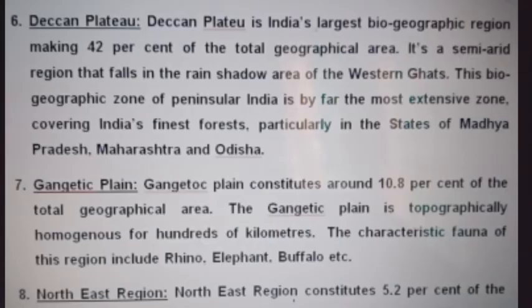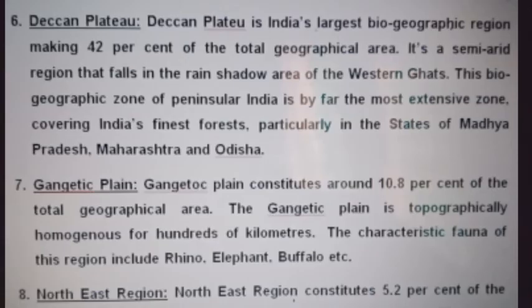Now the seventh one, that is Gangetic Plane. Gangetic Plane constitutes around 10.8% of the total geographical area. The Gangetic Plane is topographically homogeneous for hundreds of kilometers. The characteristic fauna of this region include rhino, elephant, buffalo, etc.